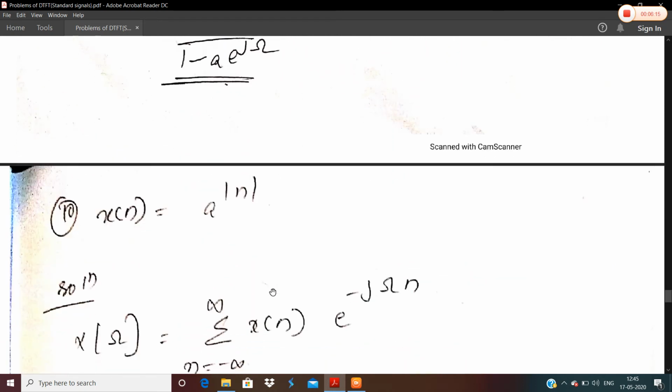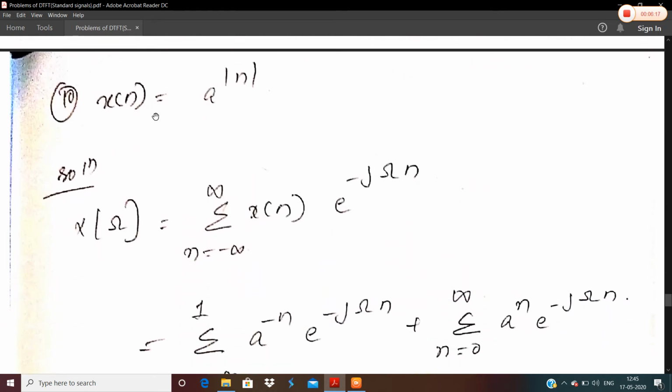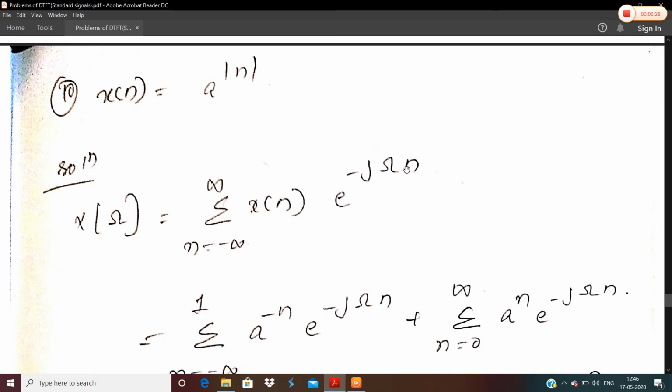Hope it's clear. In the next question, you are asked to find out the DTFT of the signal x of n is equal to a raised to mod n. So we'll write the standard equation. Sigma n is equal to minus infinity to plus infinity x of n e raised to minus j omega n.